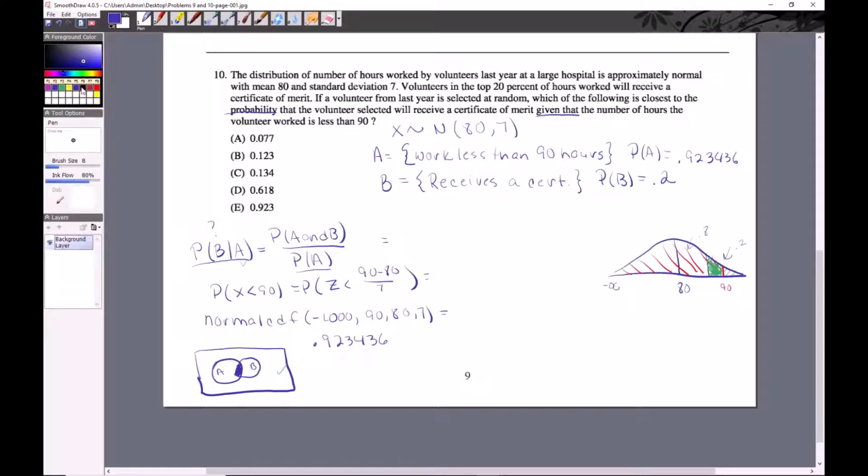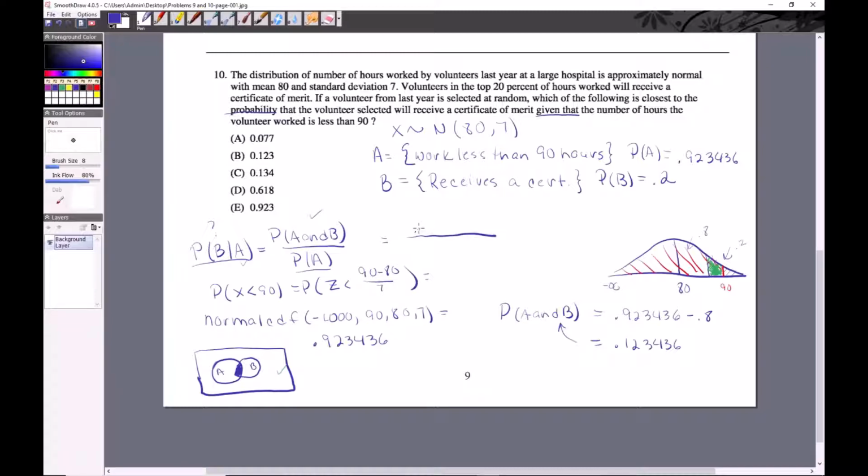All right, so what we can do is just write it out here. Let's take the probability of A, all of this red, that's 0.923436, and take out everything from here down, which is 0.8. Remember the 0.8 from before? So minus 0.8, and that'll give you 0.123436. So that is your probability of A and B. So now we know this. So this over this should give us this conditional. So let's figure that out.